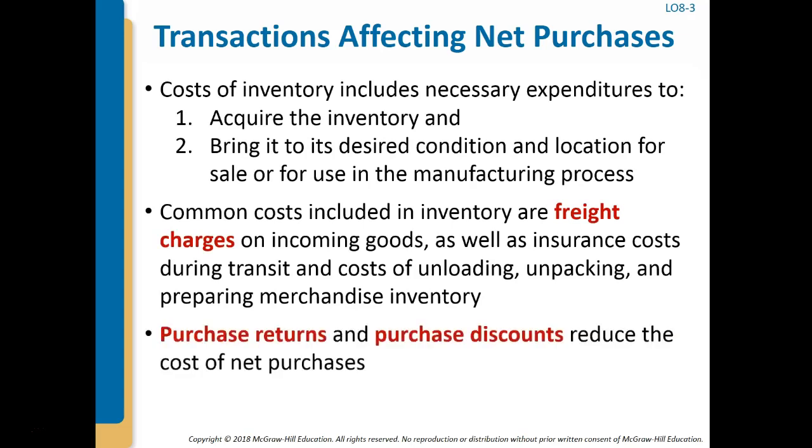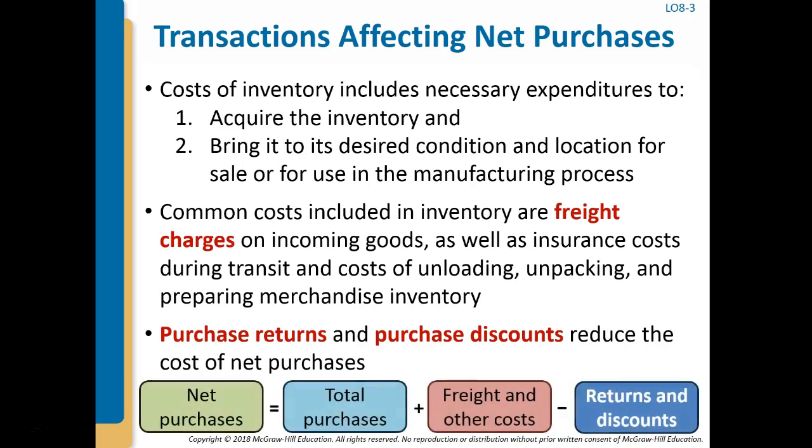The cost of inventory includes all necessary expenditures to acquire the inventory and to bring it to its desired condition and location for sale or for use in the manufacturing process. Obviously, the cost includes the purchase price of the goods, but usually the cost of acquiring inventory also includes freight charges on incoming goods borne by the buyer, insurance cost incurred by the buyer while the goods are in transit if shipped FOB shipping point, and the cost of unloading, unpacking, and preparing merchandise inventory for sale or raw materials inventories for use. The costs included in inventory are called product costs.